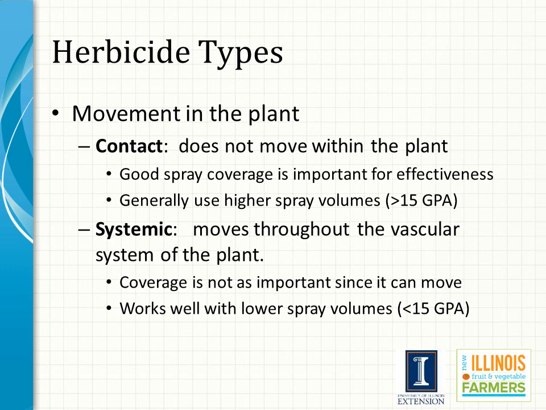However, a systemic herbicide is one that moves throughout the vascular system of the plant, and therefore it can be taken up by the leaves and moved down through the root. Coverage is not as important since it can move throughout the plant, and oftentimes it works well with lower spray volumes, so 15 gallons per acre or less.